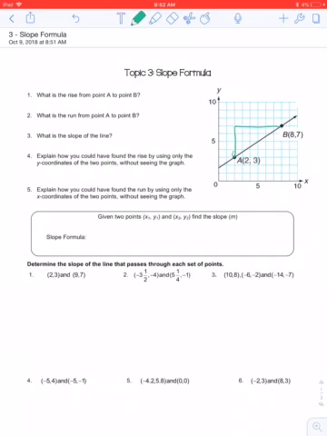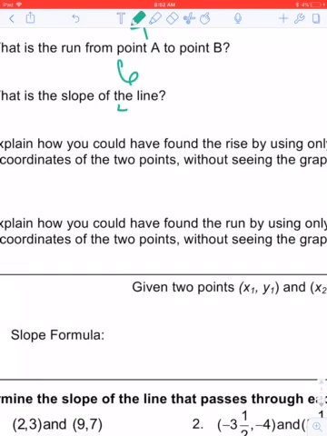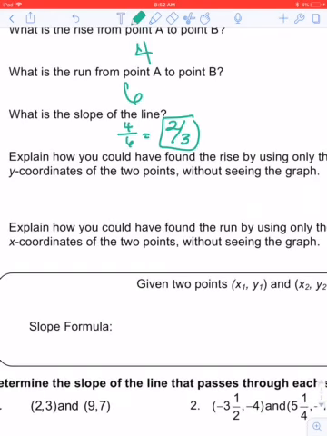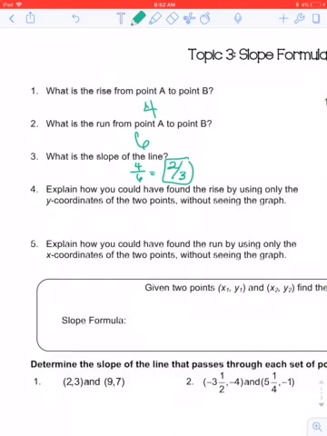My rise here would be 1, 2, 3, 4. And this is what is my run. So I count 1, 2, 3, 4, 5, 6. So it would be the slope of the line, 4/6, or in other words, 2/3. Okay? But then it says, explain how you could have found the rise by using only the y coordinates of the 2 points without seeing the graph.